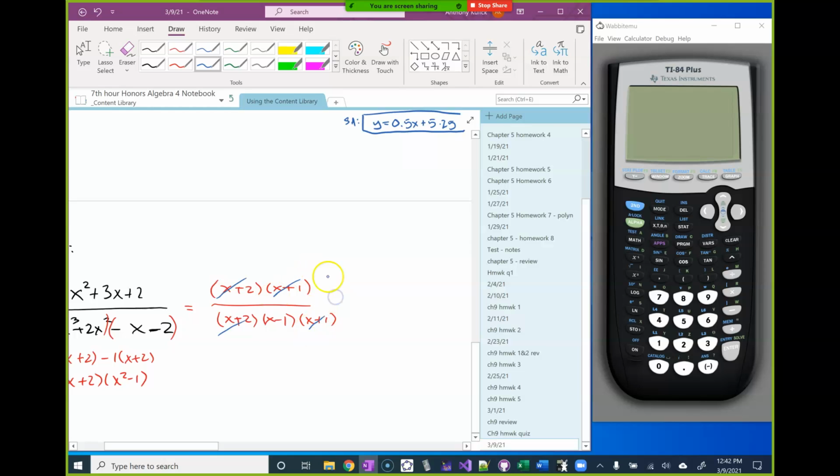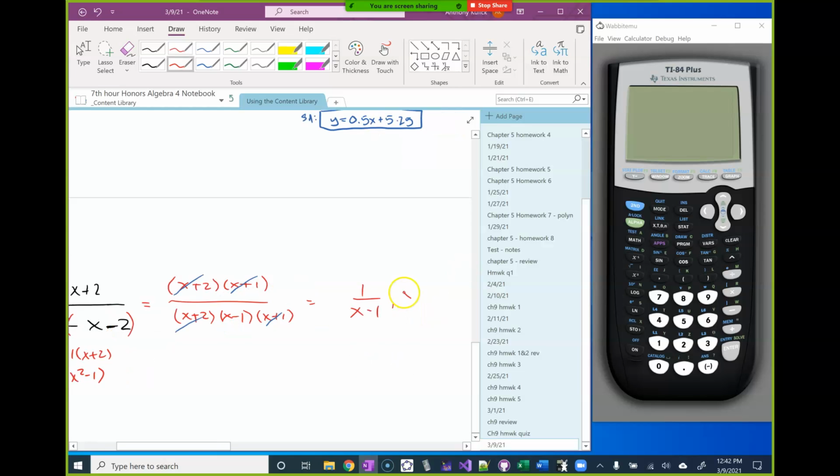So I have 1 over x minus 1, where x cannot equal -2 or -1. So far, so good, Alyssa? Yep. Okay. So these are restrictions or removable discontinuities if we're graphing.